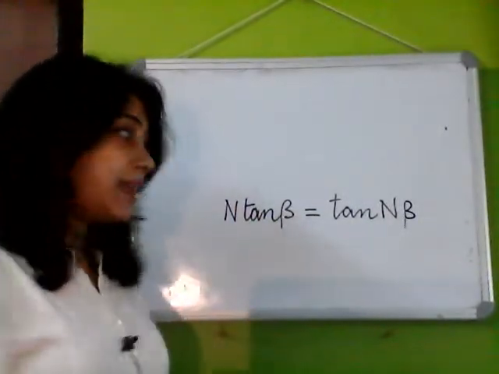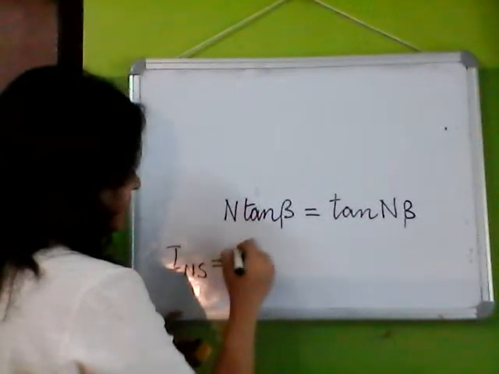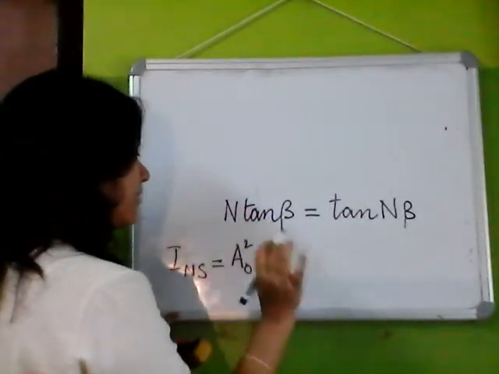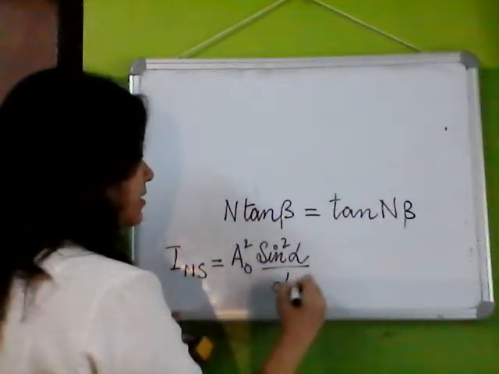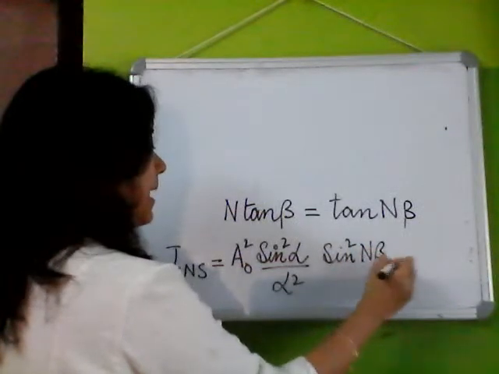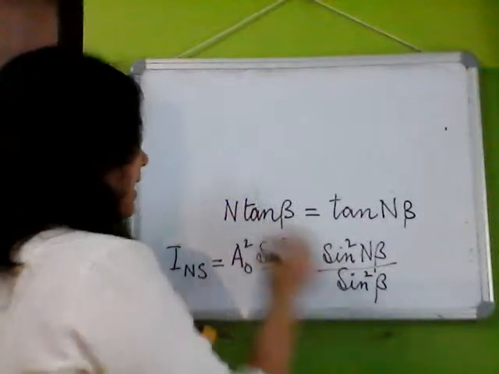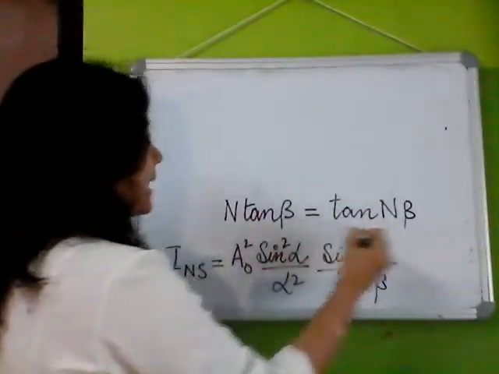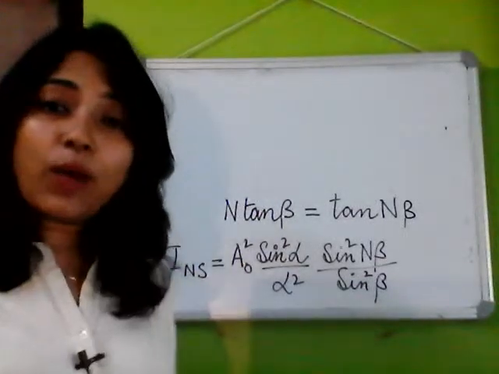However, since I am going to calculate the intensity, it will be apt that I also keep the intensity due to N slits expression. I will keep it here for our future reference. Sine square alpha by alpha square, sine square n beta by sine square beta. Let this be there, visible to us. Now we are going to begin from this very expression. Actually, let me tell you why did I write this?